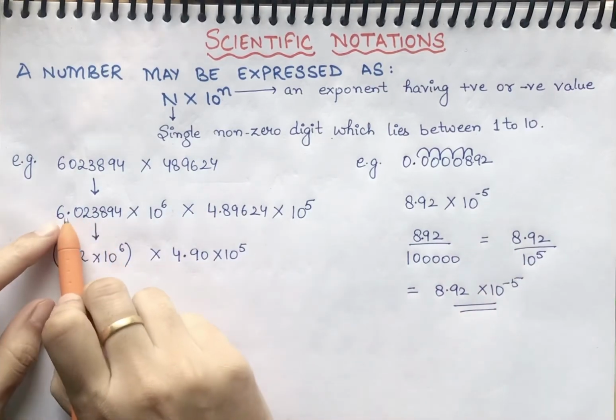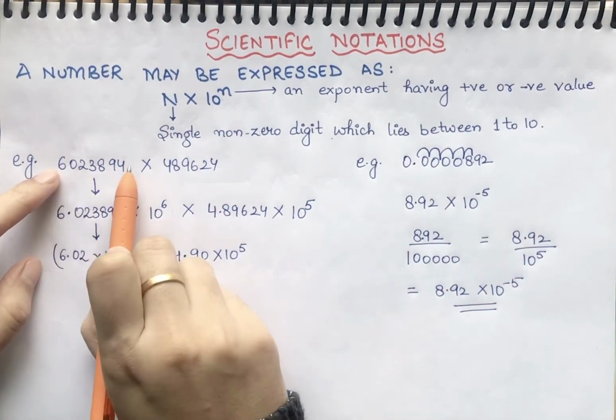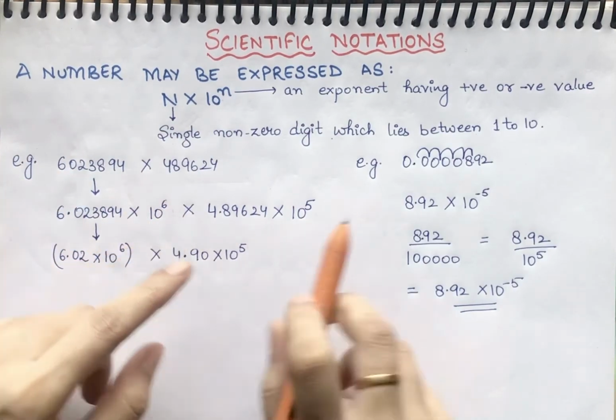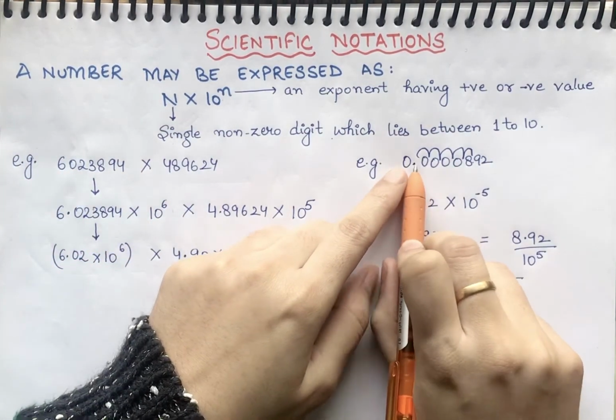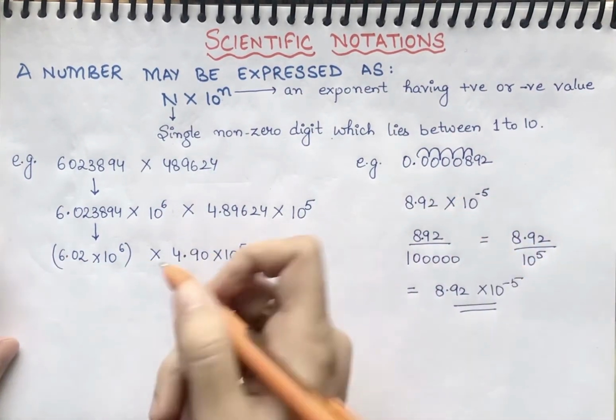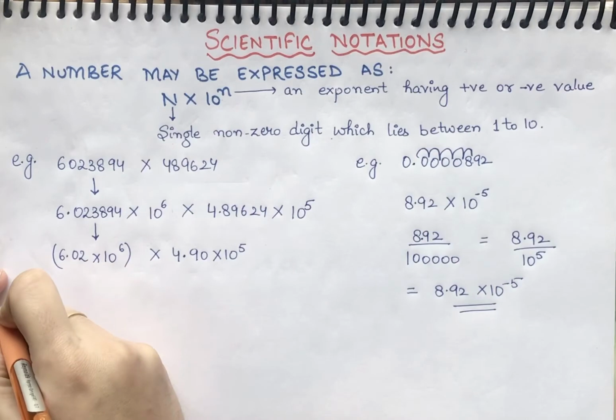If you shift your decimal from right to left, you take the power in positive form. If you shift your decimal from left to right, you take the power as a negative value. So let's see one more example.